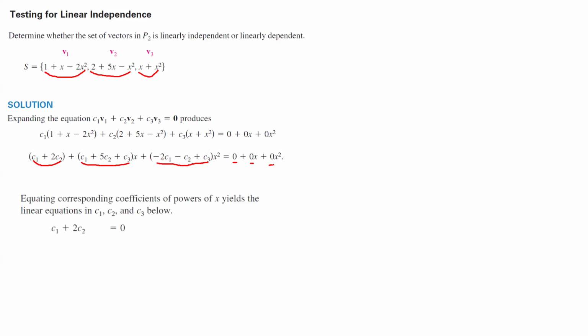c1 plus 2c2 is 0. c1 plus 5c2 plus c3 is 0. Negative 2c1 minus c2 plus c3 is equal to 0. So you have 3 equations and 3 variables. You can easily form the matrix. You have 1, 2, 0, and 0, which are the coefficients of these variables. Your variables now are the c's. You get 1, 5, 1, 0, and finally you have negative 2, negative 1, 1, and 0.